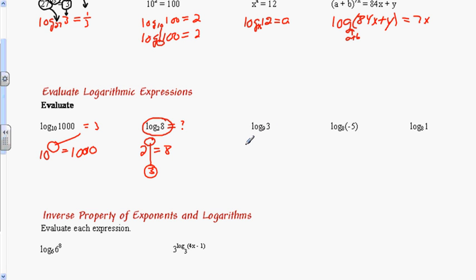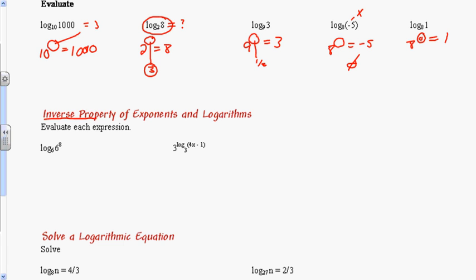Next one we have base 9 to what power will give us 3? And that is the square root of 9, so 1/2 power. Next one we have base 8 to some power. It's going to give you -5. Well, this is x, and we said that you cannot have an x that's less than 0. So this one is undoable. Next one is 8 to what power gives you 1 for an answer. That would be 0. Anything to the 0 power is 1.